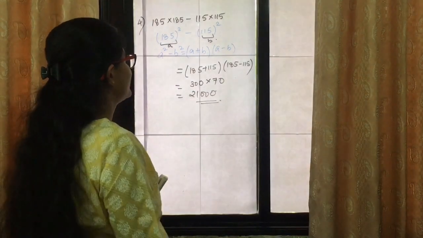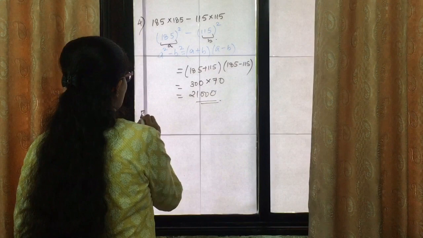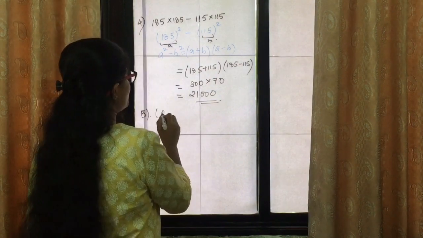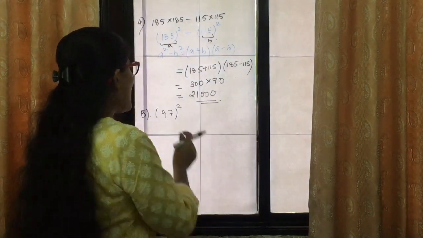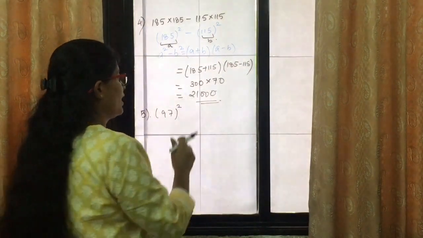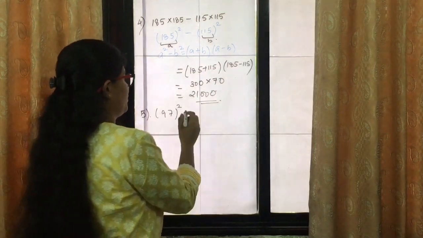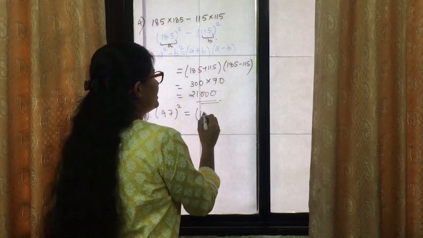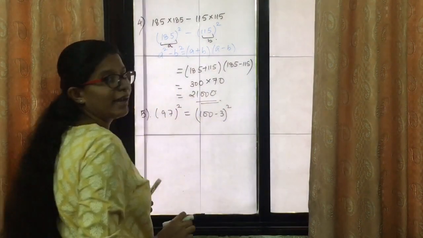Let us take one more question like that, so it will be clear to all of you. If I wanted to find 97 squared, how can I split this 97 so that I can use the identities to solve such a type of question? Can I split it like that? 100 minus 3, whole squared. 100 minus 3 is nothing but 97.